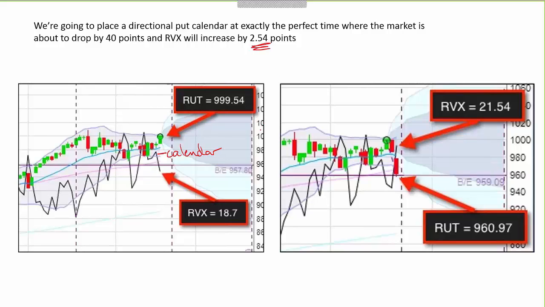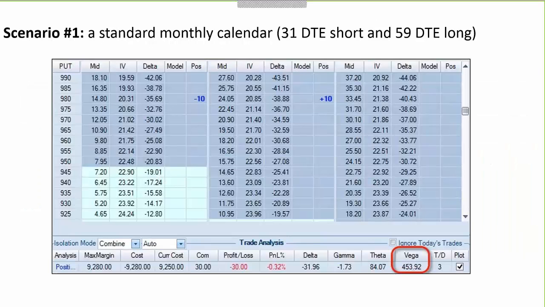All right, so this is the perfect trade, right? So my crystal ball tells me the market's going to crash. Fine, I'm going to go in, I'm going to put in a calendar, right? So we're going to look at 2 variations. First variation over here is let's call it a standard calendar, right? Typical 30-60 type of calendar, right? The short is 30, in this case, 31 days out. The long is 59 days out, all right?